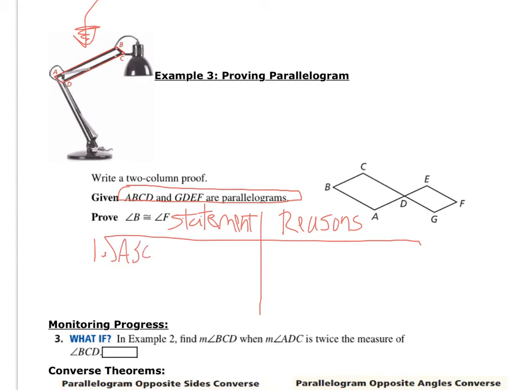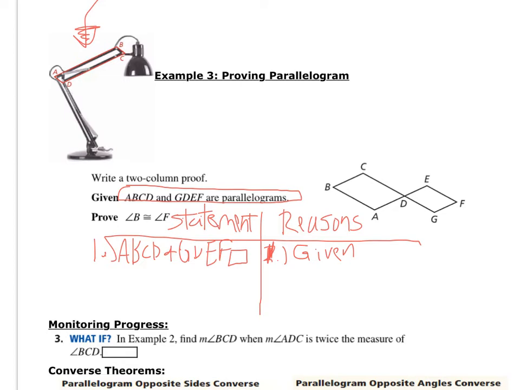A, B, C, D, and G, D, E, F, that's a G, are parallelograms. Because I'm running out of space, I'm going to kind of draw a parallelogram to make a symbol. And what would be my reason? Well, the first reason is given. And so let's look at what they want us to prove.